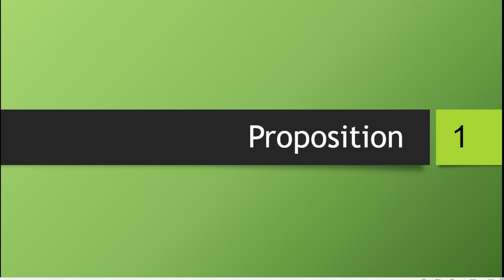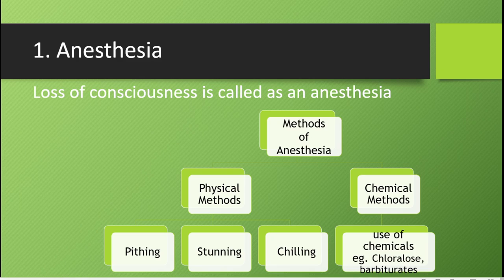Coming to the theory part of our experiment, proposition number 1: anesthesia. Anesthesia means loss of consciousness. The animal will lose its consciousness and will not be able to do anything while performing our experiment.